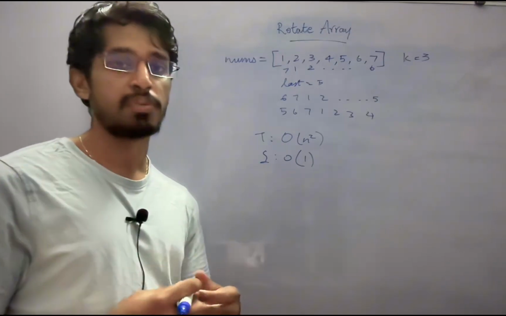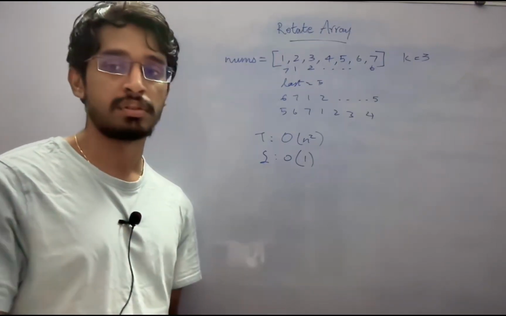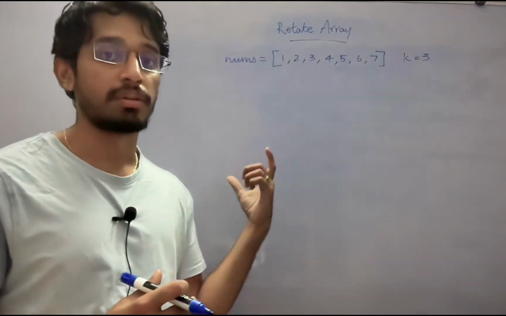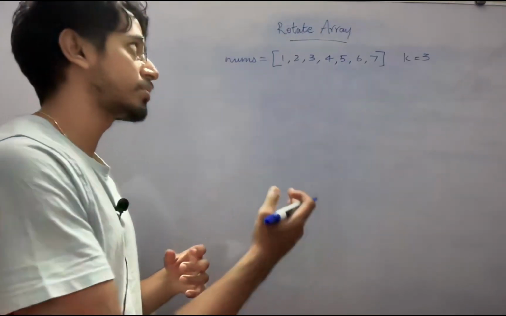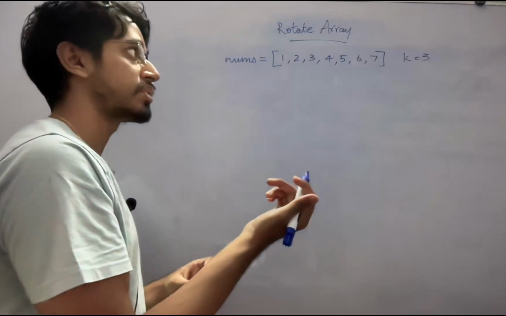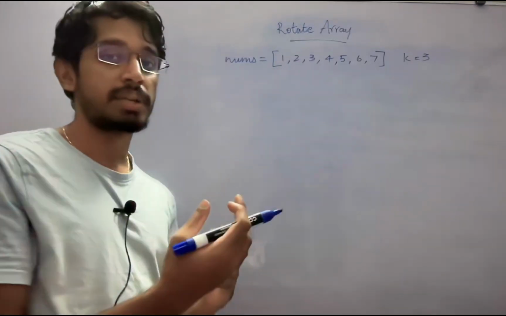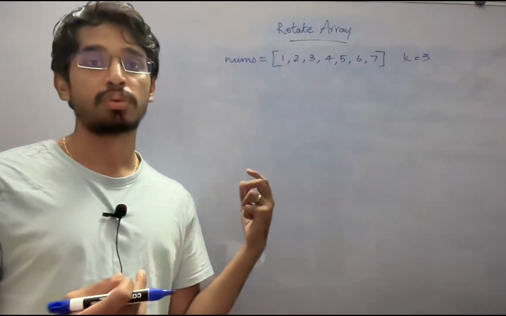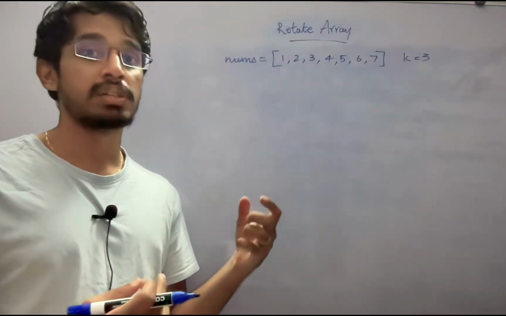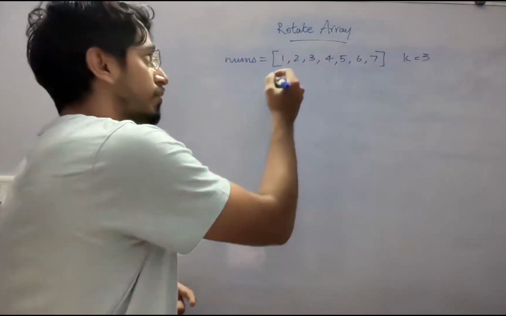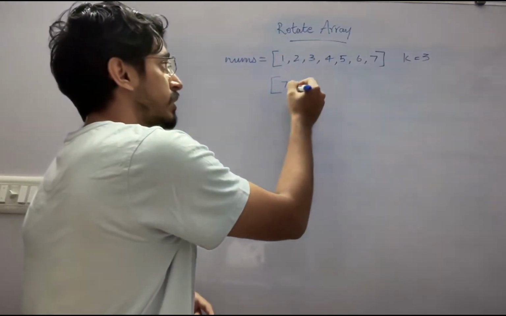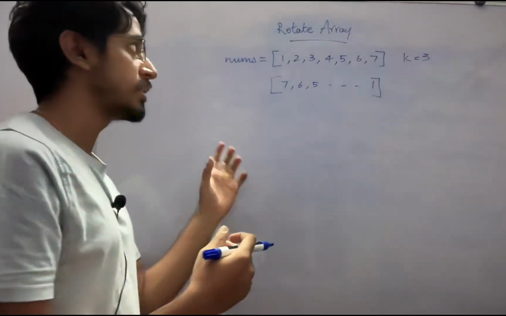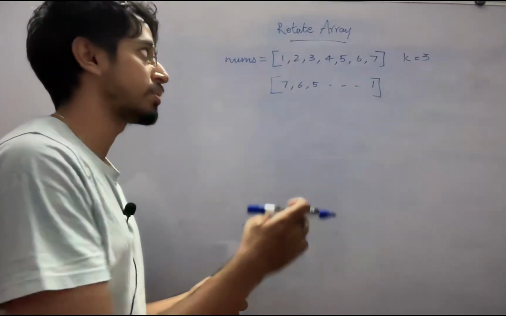So this is the brute force approach, which we normally need to avoid. Let us understand the most efficient way of solving this. We need to follow 3 steps. One is to reverse the entire array. If I reverse the entire array, it comes to 7, 6, 5 and goes all the way up to 1. So this is the entire array which has been reversed.